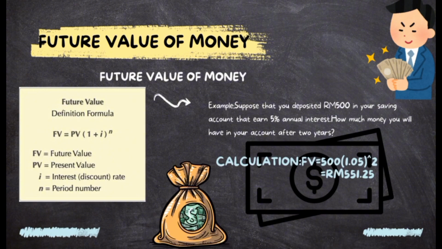Let's look at the example. Suppose that you deposited 500 in your savings account that earns 5% annual interest. How much money will you have in your account after 2 years? So the calculation is PV, which is the present value, 500, times 1 plus i, where 5% converts to 0.05 decimal, so it will be 1.05, to the power of 2 because of the 2 years. Then we'll get 551.25 ringgit.